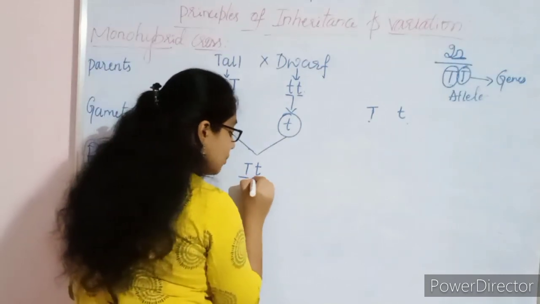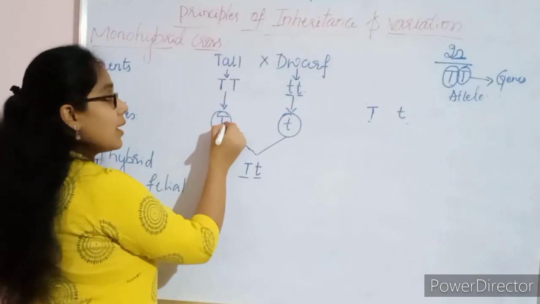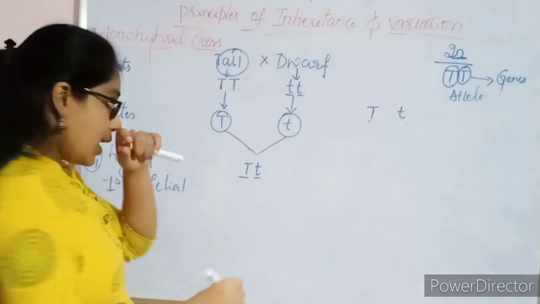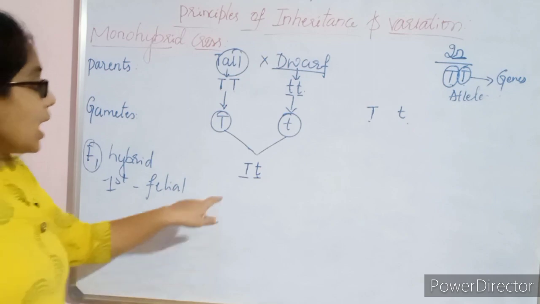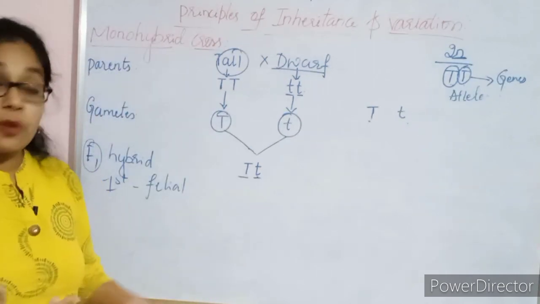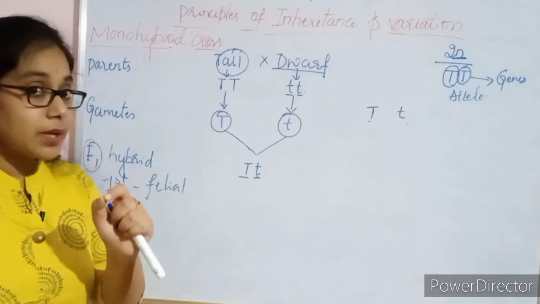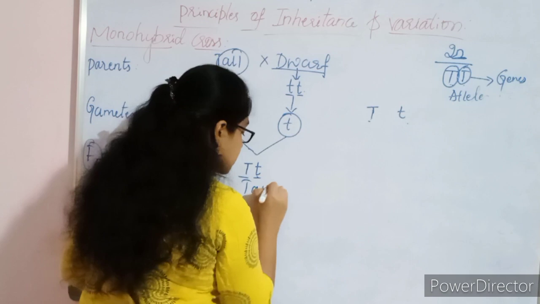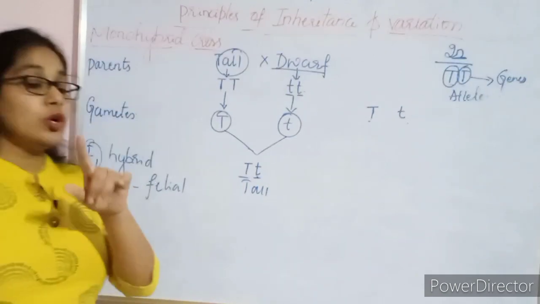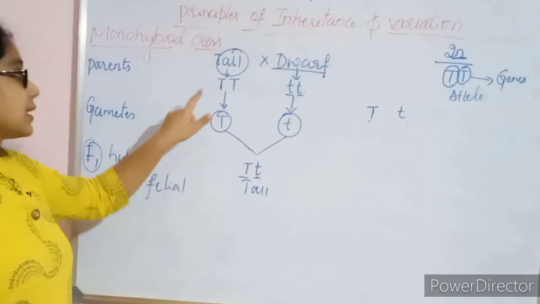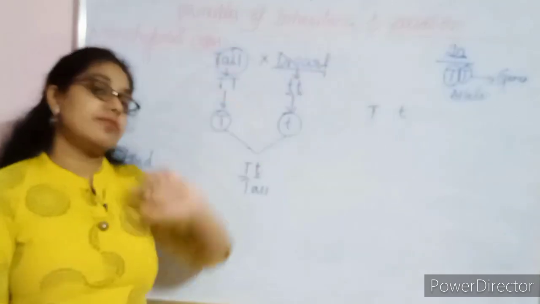So here we have one capital T, another one is small t. You know that capital T expresses which character? Tall character. And the small t expresses the dwarf character. Now, the offspring is expressing which character, whether the tall character or the dwarf character? It always expresses the tall character. Why? Because already I told you why I have written the capital T here for the tallness and the small t here for the dwarfness.